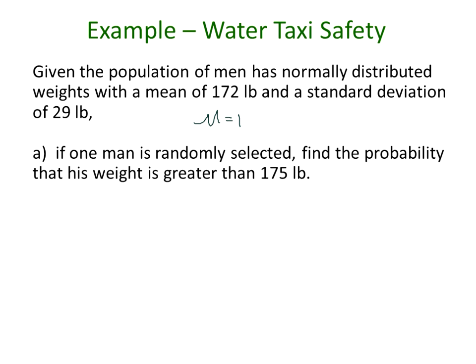And the mean is 172 pounds with a standard deviation of 29. If one man is randomly selected, okay, so one person being randomly selected, find the probability that the weight is greater than 175 pounds.